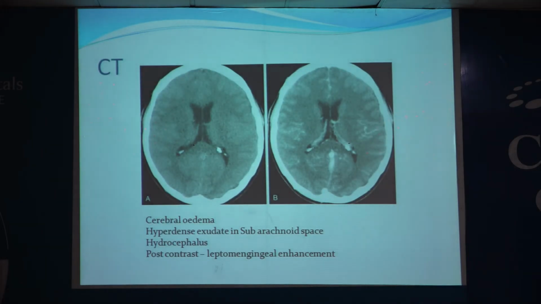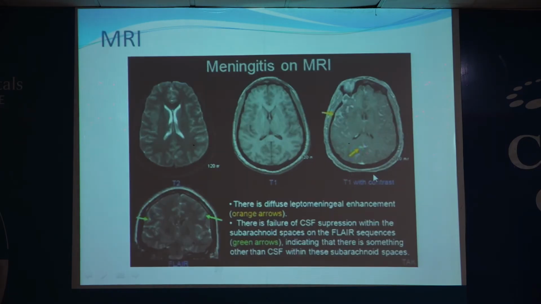Now, when a CT is done, the findings we are going to see are diffuse effacement of the sulcal spaces, and along with that there might be exudates or some hyperdense material within the subarachnoid spaces, or a hydrocephalus. This is a post contrast image showing abnormal leptomeningeal enhancement. So this is a case of meningitis.